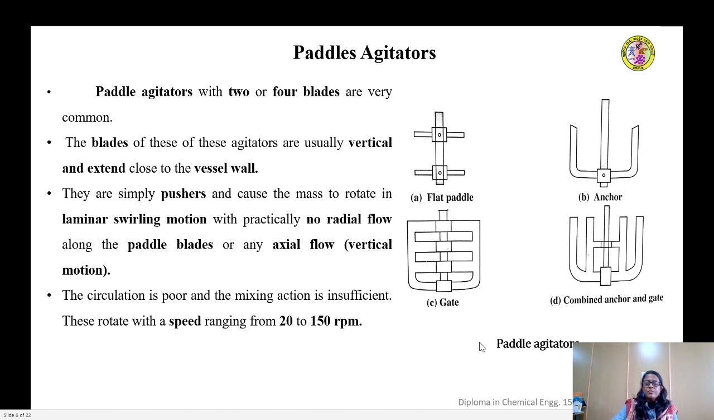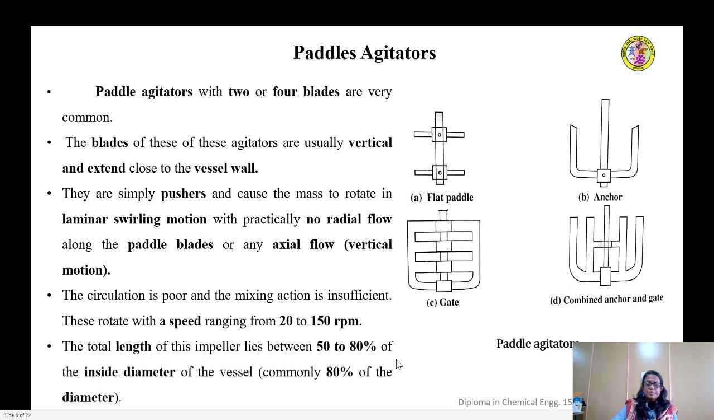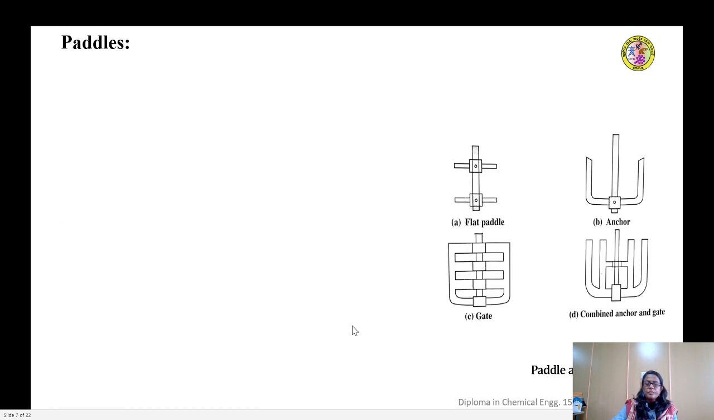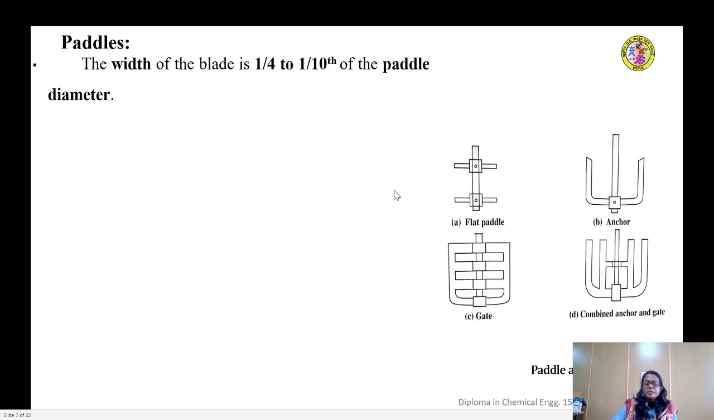These are meant for creating a simple motion at a low speed of around 20 to 150 rpm. The total length of the impeller lies between 50 to 80% of the inside diameter of the vessel. So it is commonly 80% of the diameter. That is the reason why its blades are almost close to the wall of the vessel. Those are some of the constructional details of the paddle agitator.